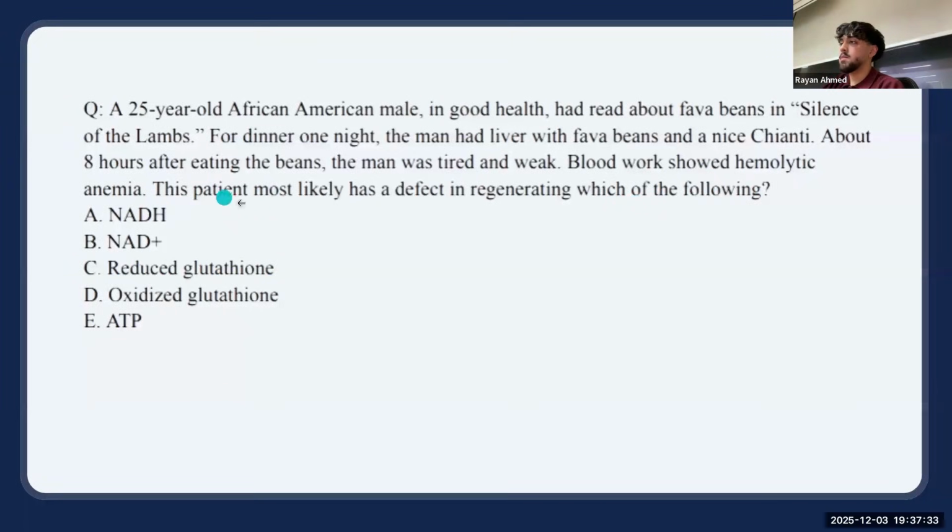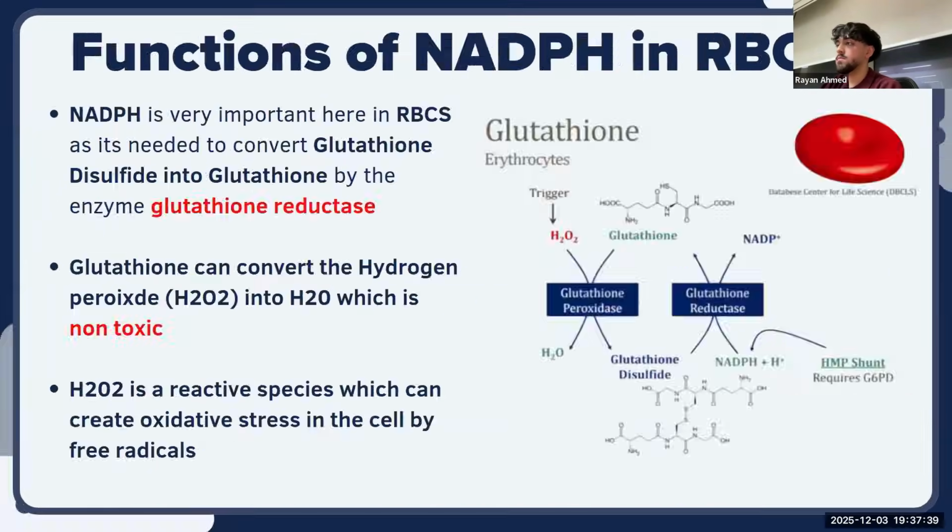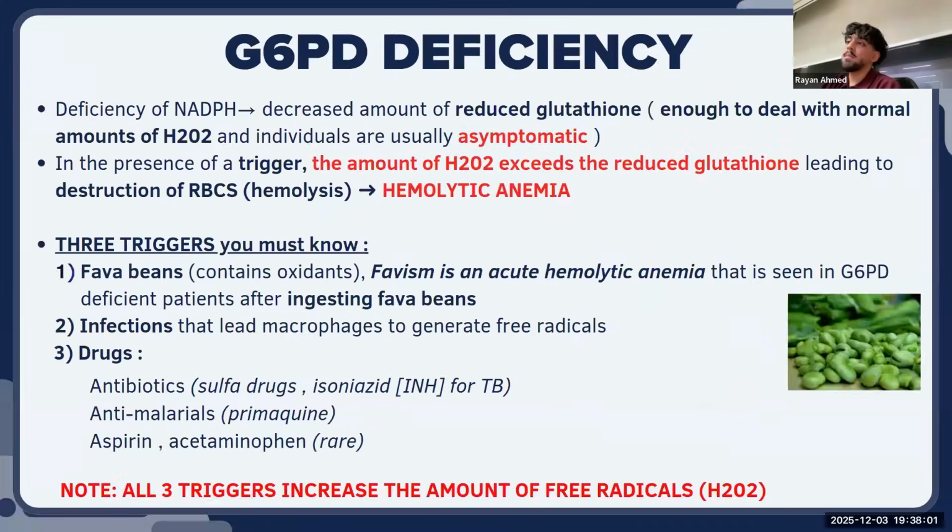He showed hemolytic anemia. The patient has most likely a defect in regenerating which of the following? Let's go back. G6PD deficiency, we don't have any NADPH being produced. So we need glutathione disulfide, we need glutathione reductase, but we don't have NADPH, which basically converts the oxidized glutathione into normal. So if we don't have reduced glutathione, that's the problem in regenerating. Simple as it gets.